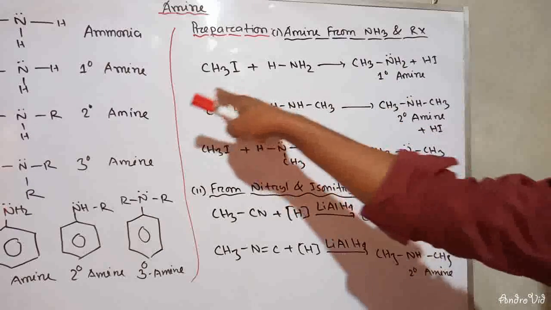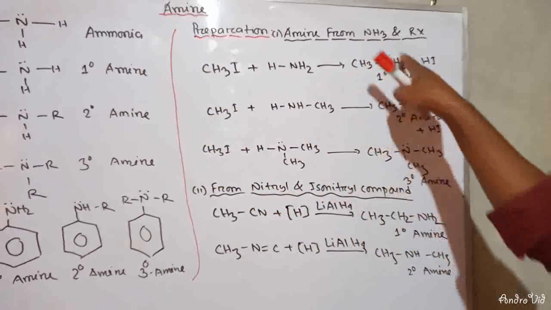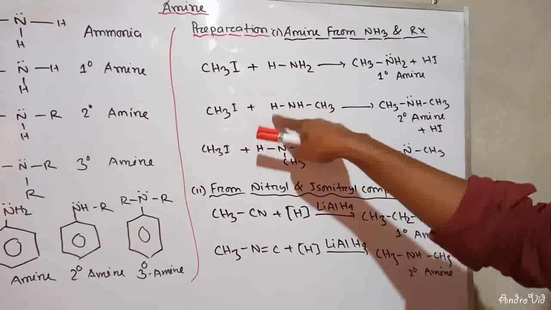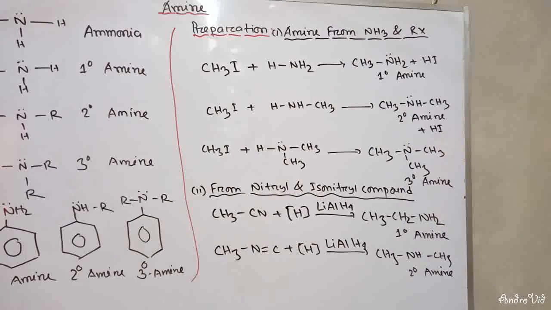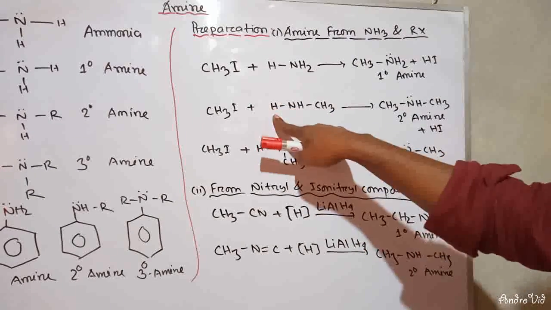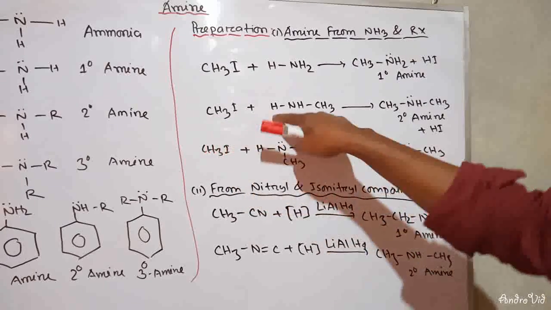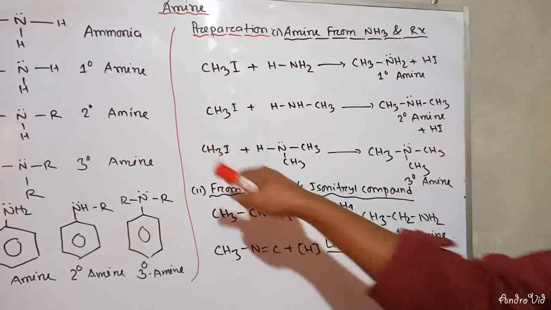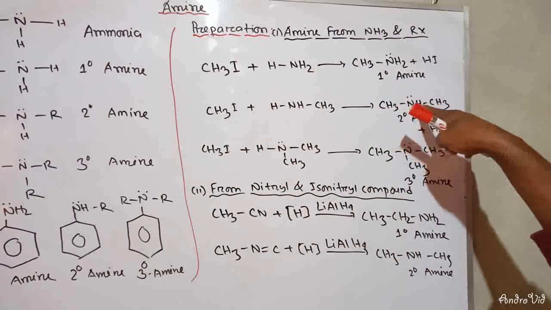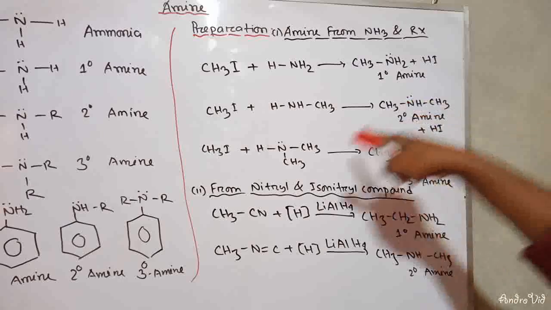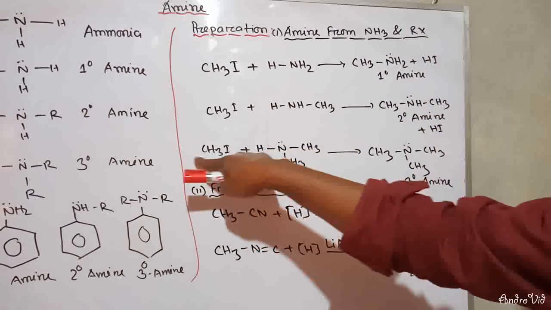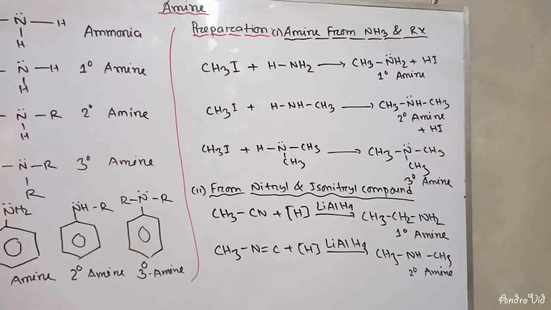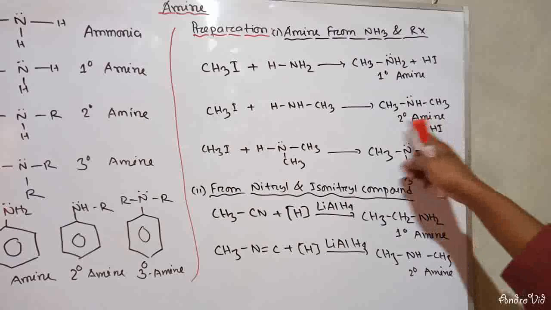At the same time, if you treat methyl iodide with the 1 degree amine, then one hydrogen of the NH2 group will be replaced by this CH3. By this way you will get CH3NHCH3, which is called a 2 degree amine. If you react methyl iodide with the 2 degree amine, which has one hydrogen atom, this hydrogen atom will be replaced by another methyl group. Then you will get a 3 degree amine.